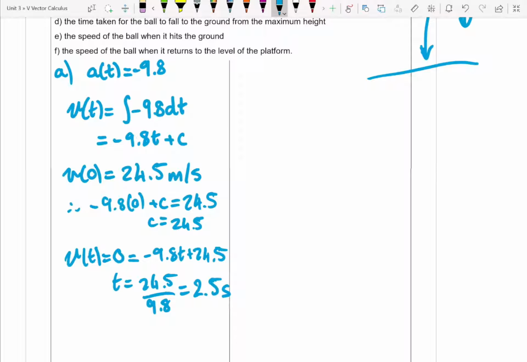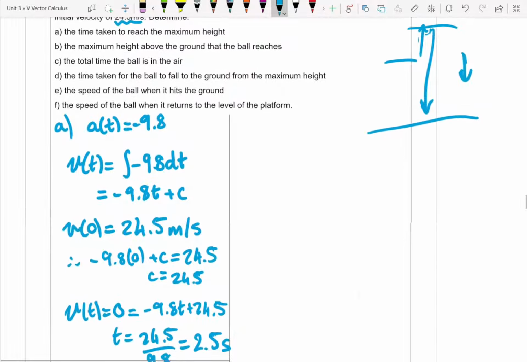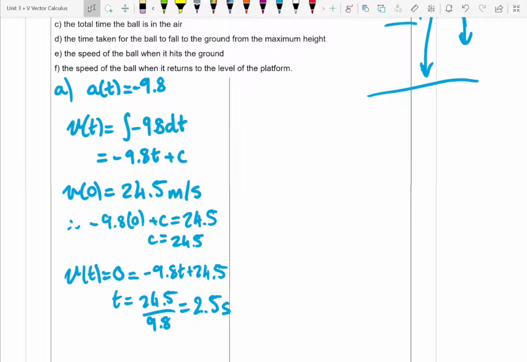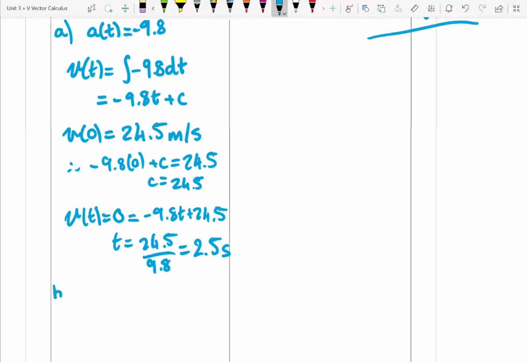So it's going to take 2.5 seconds for the ball to reach its maximum height. Part B is asking us to find the maximum height above the ground. So what we do is we develop x of t and then substitute in 2.5 into x of t. So x of t is just the integral of v of t.